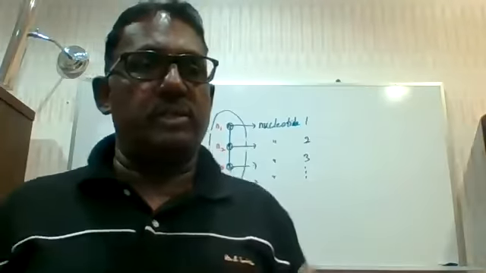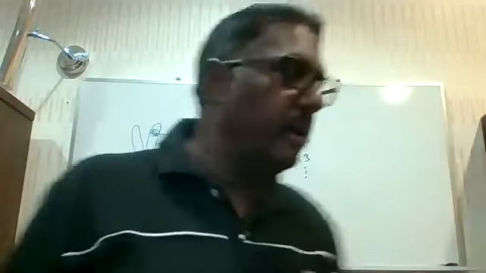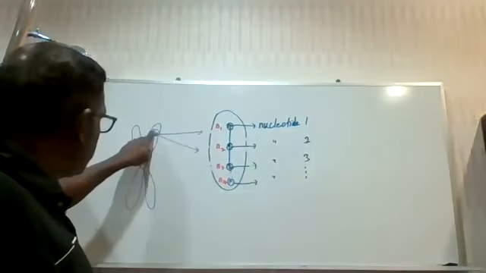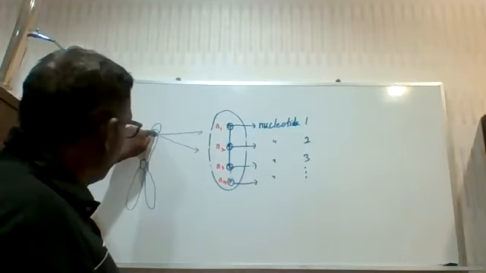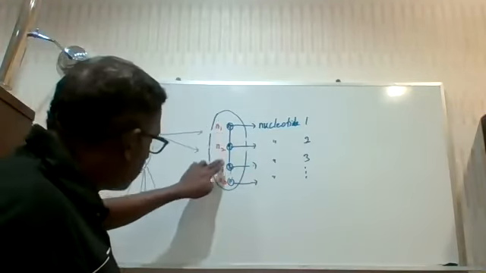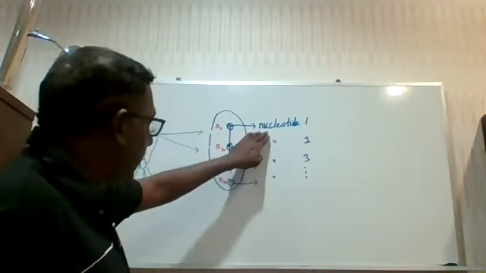Therefore, there are 4 types of gene mutation. What are the 4 types? You have deletion, substitution, inversion, and addition. This is all happening where? It is all happening inside that particular unit, involving only the nitrogenous bases of the nucleotide.